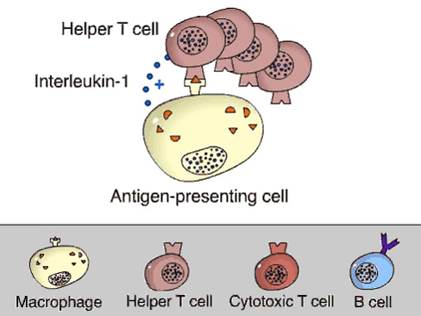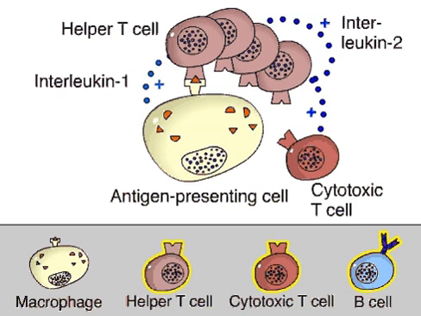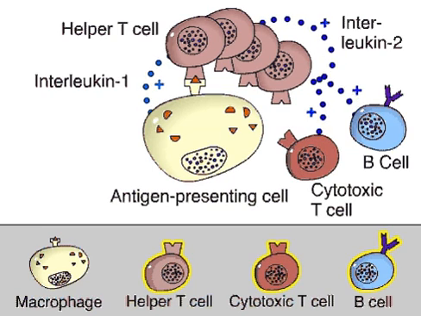with the same receptors. The helper T cells next activate other cells in the immune system by secreting another stimulatory protein, interleukin-2. Interleukin-2 stimulates helper T cells, cytotoxic T cells, and B cells.